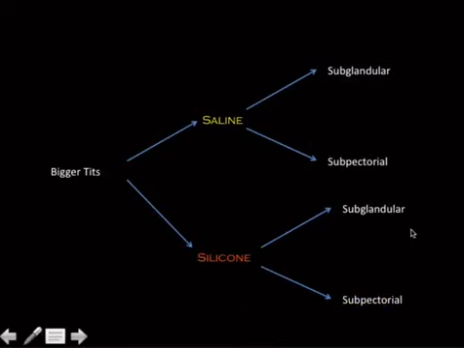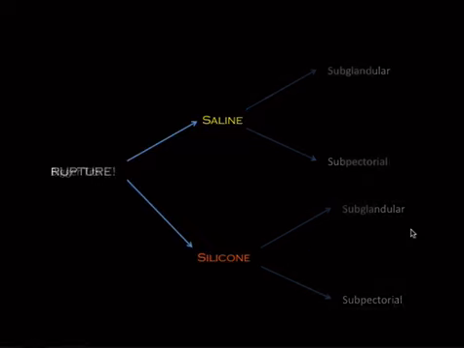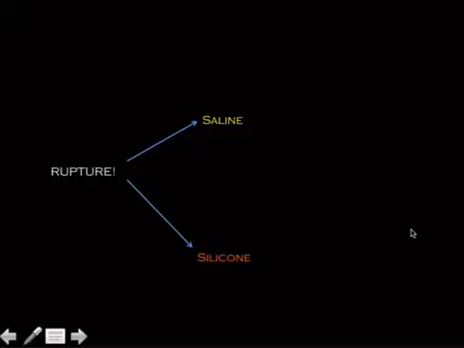So this is the general scheme of things. There's basically two main types of breast implants. You can have saline or silicone, and then they can be subglandular or subpectoral in location. Both of which can rupture.